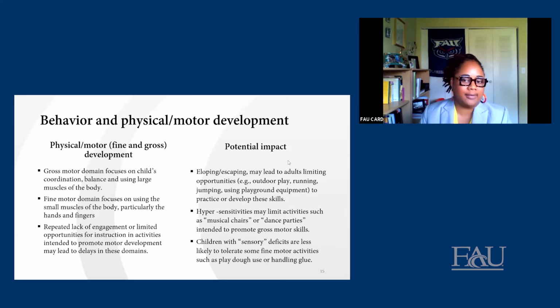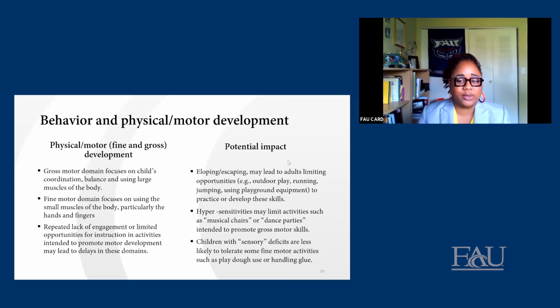Children who have hypersensitivities, such as to loud music or loud sounds, might not participate in activities that are designed to promote gross motor development skills. Those dance parties we like to throw in our classrooms, or engaging in musical chairs or other Simon Says type activities that might involve turning certain sounds on and off, certain lights on and off, that might not work so well for children who have hypersensitivities to these types of issues.